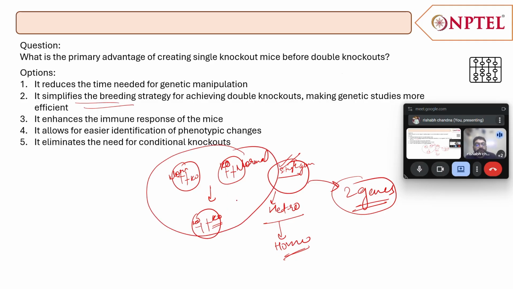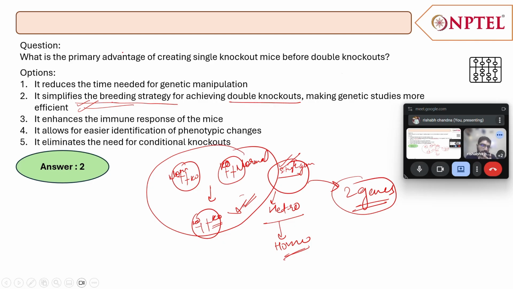If we have to create a double knockout, then we have to check, based on the crossing over pattern, the probability of getting both the knockouts together in a single mice, and that would be a difficult and rare phenomenon. So that's why it simplifies the breeding strategy for achieving the double knockouts, making genetic studies more efficient. Okay, so the correct answer is option number 2.